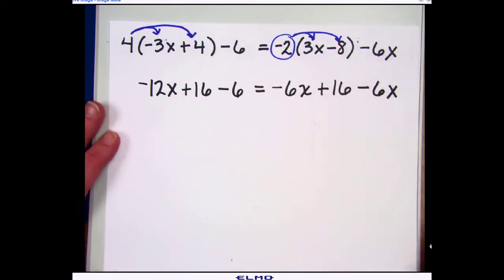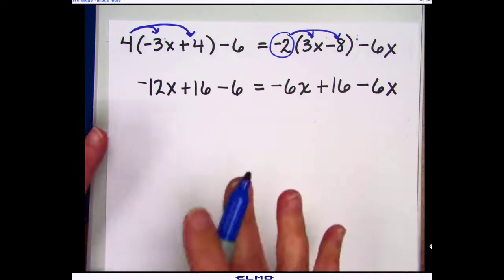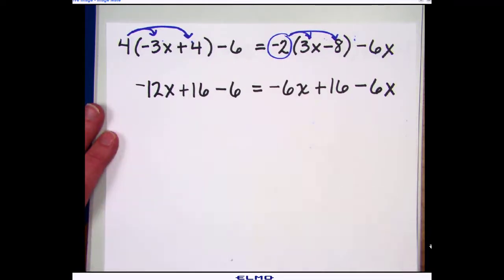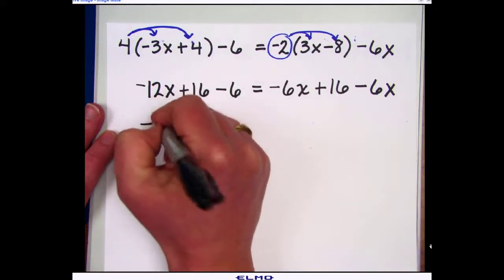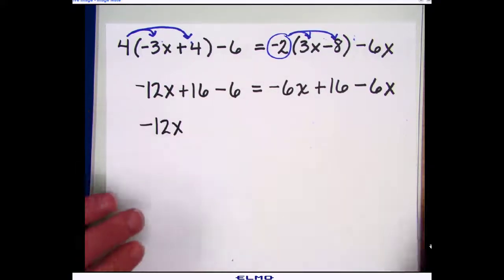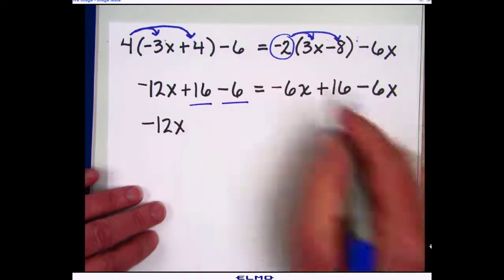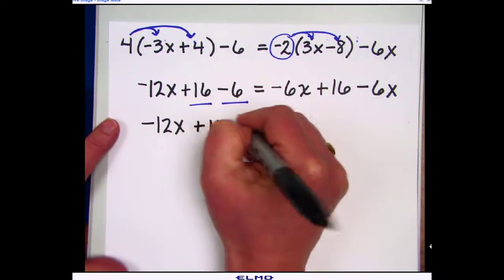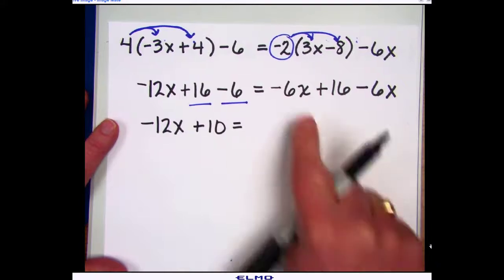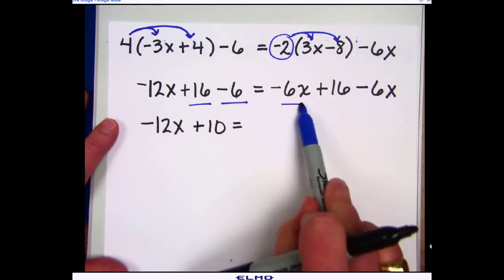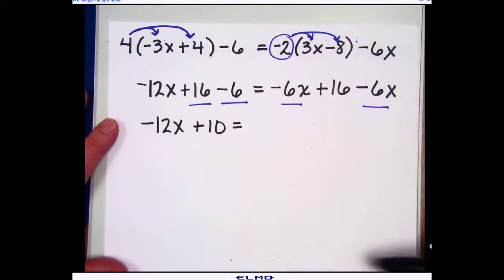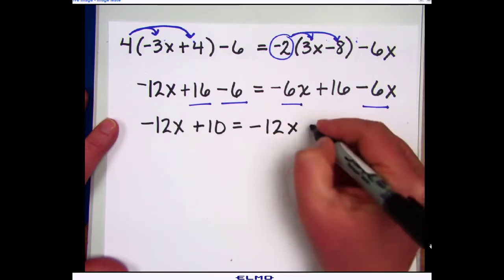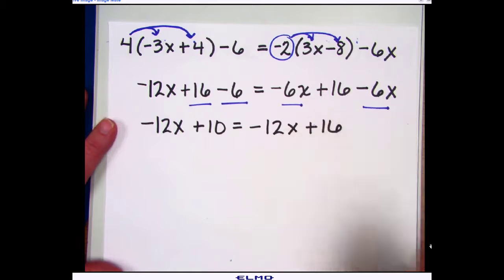And now remember, before I try to start moving things, I'm going to combine my like terms on each side. I have a -12x. I can't combine that with anything. I have a 16 and a -6. Those can be combined to give me +10. On the right-hand side, I have a -6x and a -6x. Those are going to combine to give me -12x. And then I have a +16.